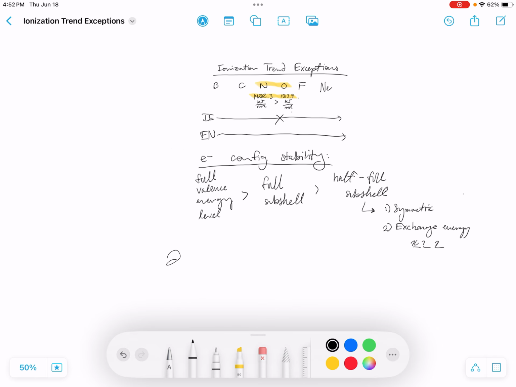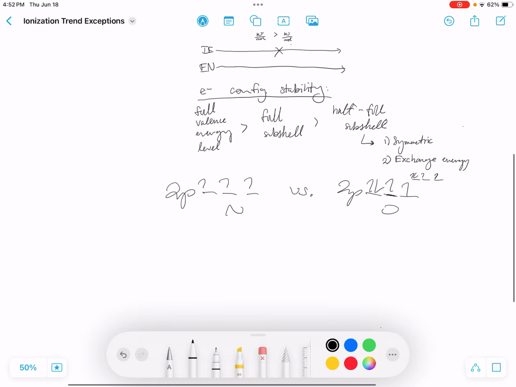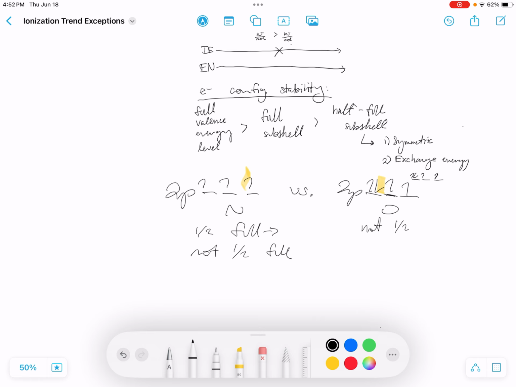So if we look at nitrogen versus oxygen, we'll see that for nitrogen there's 3 2p electrons versus for oxygen there's 4 2p electrons. So what does this mean? This means that nitrogen, upon being ionized, is going to lose that electron. It's going to go from half full to not half full. Oxygen, upon being ionized, will lose this electron, so it will go from being not half full to being half full.